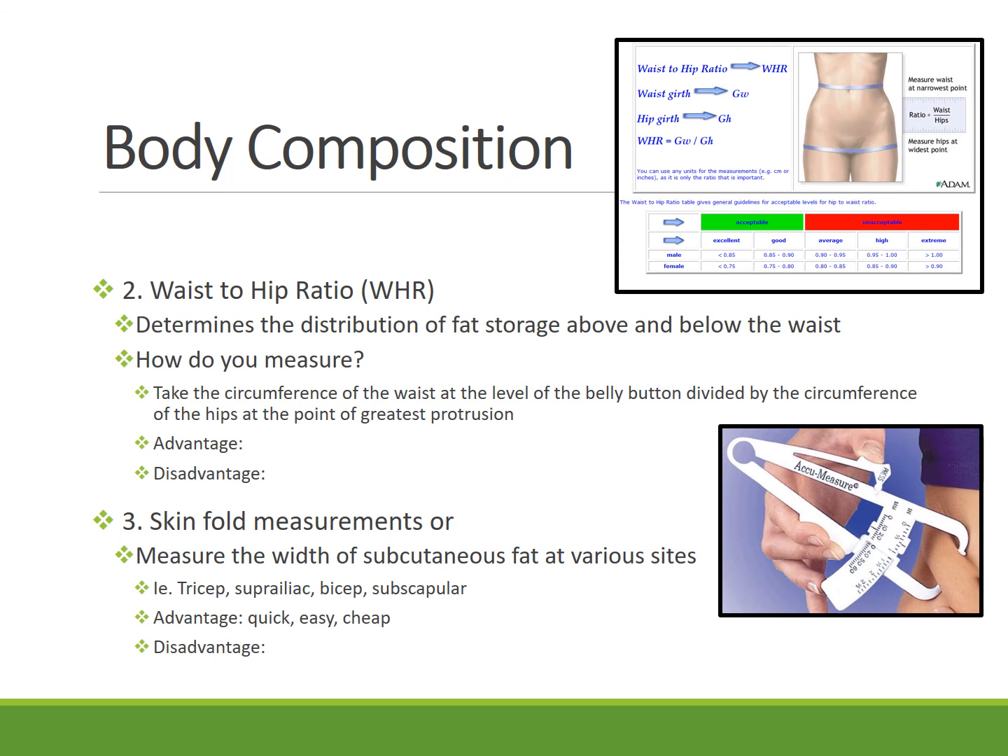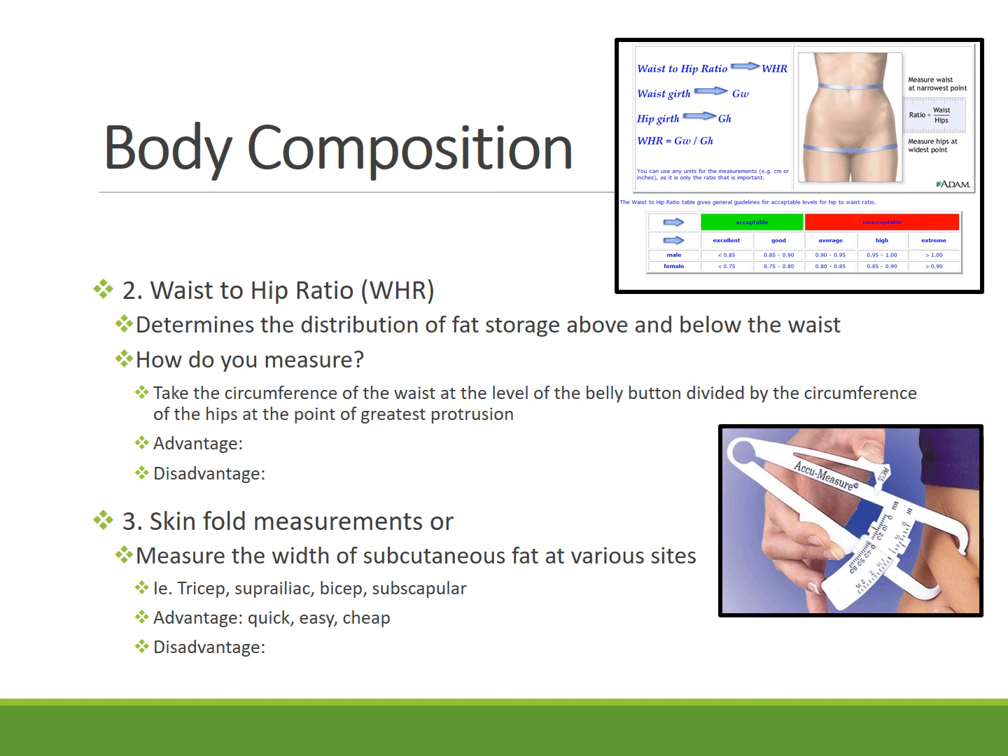The next one is the waist to hip ratio, and this determines the distribution of fat storage above and below the waist. So basically, you would take the circumference of the waist at the level of the belly button and divide by the circumference of the hips at the point of greatest protrusion. The advantages to this are that it's non-invasive and inexpensive. Disadvantages are that it disregards body type similar to the BMI, and sometimes there's equipment error. Okay.